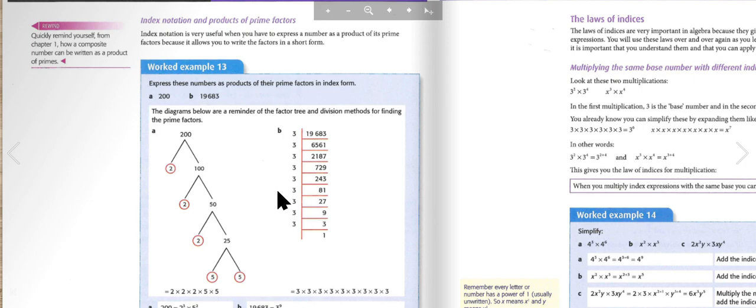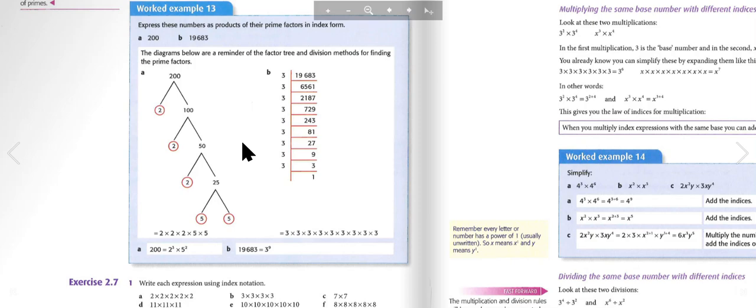So 200 is 2 times 2 times 2 times 5 times 5, or 2 cubed times 5 squared. 19,683 is 3 times 3 times 3 times 3 times 3 times 3 times 3 times 3 times 3, or 3 to the power of 9.